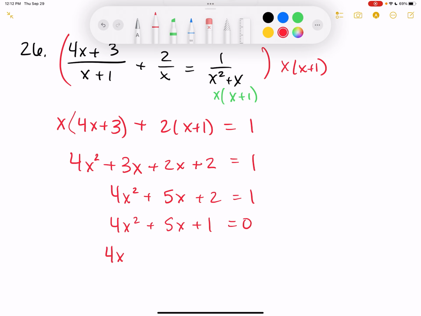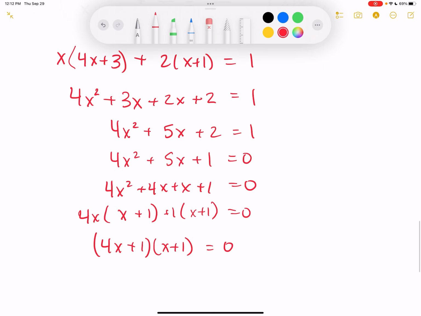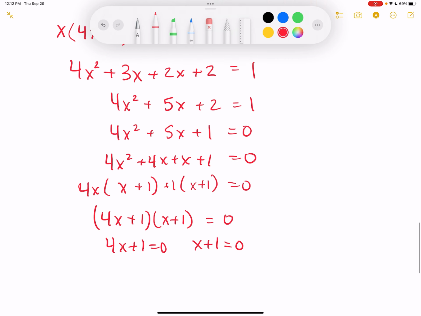x plus 1, x plus 4. So we have 4x plus 1 times x plus 1 equals 0. Set each piece equal to 0. So I get x equals negative 1/4, x equals negative 1.